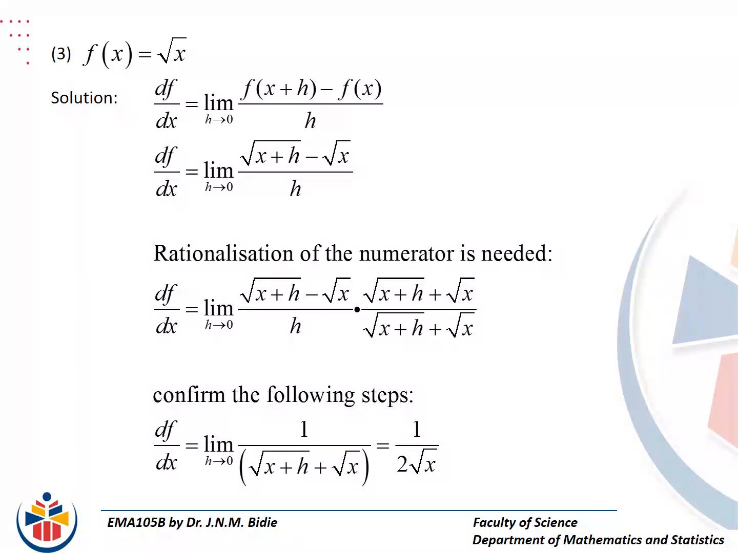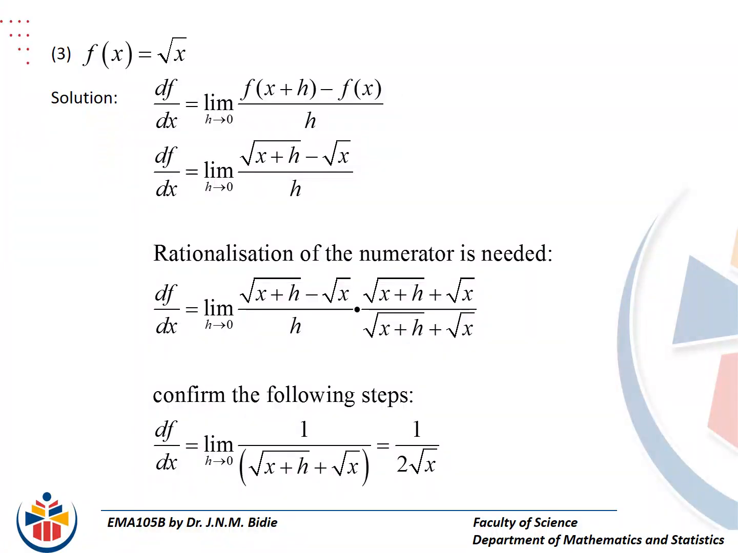And I hope you still remember that we'll change the sign between those two terms. So you had square root of x plus h minus square root of x. That means you'll be multiplying by the square root of x plus h plus the square root of x divided by square root of x plus h plus square root of x. So all in all, you're just multiplying by 1.